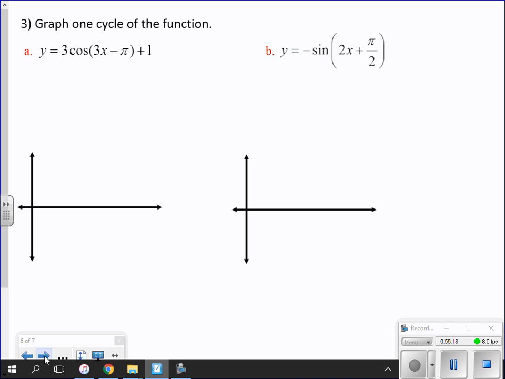So graph 1 cycle of the function. Okay, this is where it gets fun. We need to figure out all the different parts like we did earlier: our amplitude, our period, our phase shift, our vertical shift, if we have one. The first one's actually very easy, our amplitude. Our amplitude is 3.